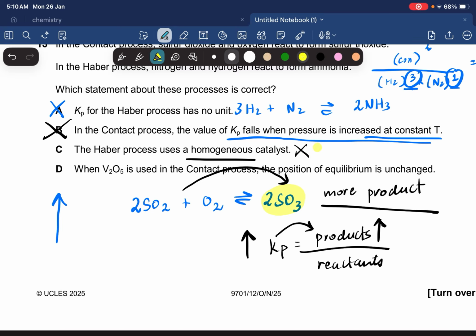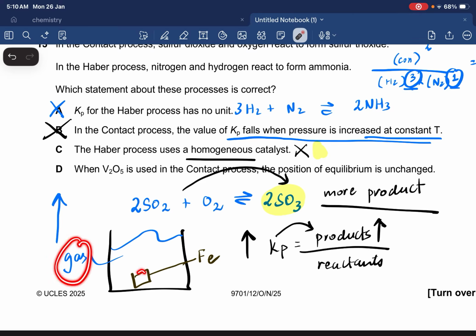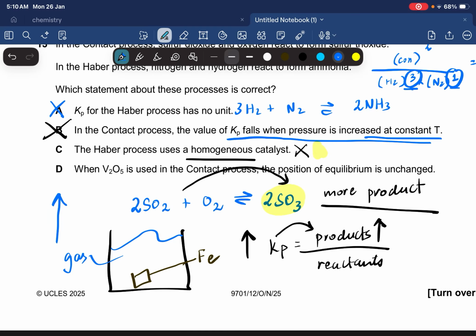The Haber process uses a homogeneous catalyst. No, it uses a heterogeneous catalyst. Why? Because in the Haber process, you use a piece of iron as your catalyst, Fe, right? This is your Fe, which is iron. And all the reactants, which is nitrogen and hydrogen, are gas. When your reactants and your catalyst are in different states, that's heterogeneous catalysis. So instead of being homogeneous, it's going to be a heterogeneous catalyst, because the catalyst is solid and your nitrogen and hydrogen are gases. So this is also incorrect.